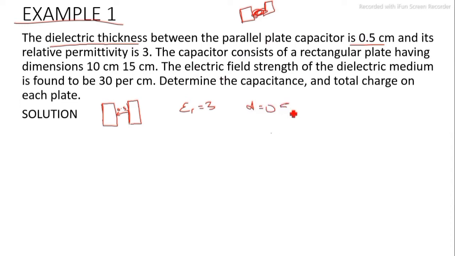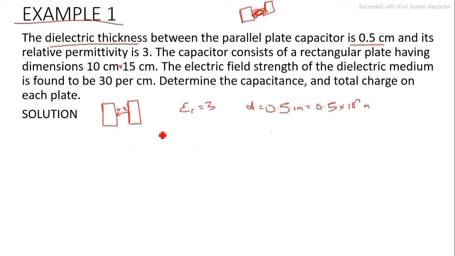0.5 centimeter. If you convert that, you're going to have 0.5 times 10 to the power minus 2 meter, because we know that centi is 10 to the power minus 2. The capacitor consists of a rectangular plate, so we are told that it's a rectangular plate of dimension 10 centimeter by 15 centimeter.